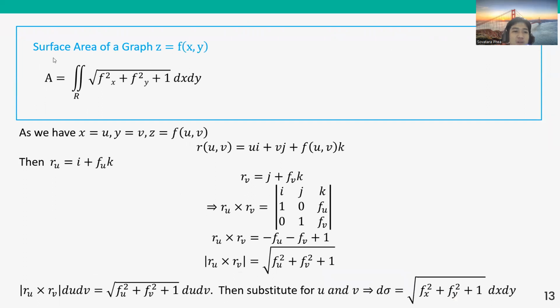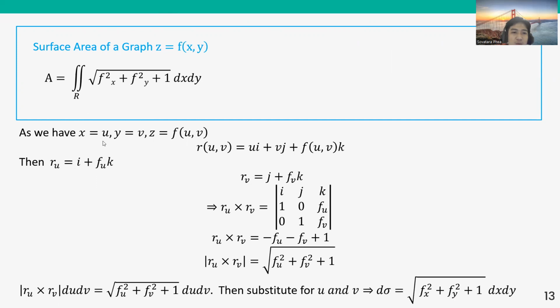And we also can find another formula, the surface area of a graph z equal to f of x and y. And here is the formula: area equals the double integral over region R, square root of partial derivative f over x squared plus partial derivative f over y squared plus 1 dx dy. So here, as you can see, this is how we get this above formula.